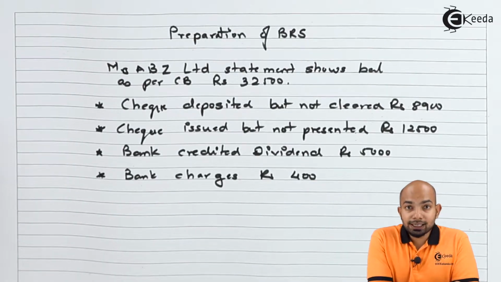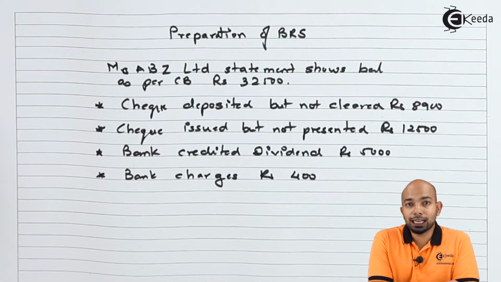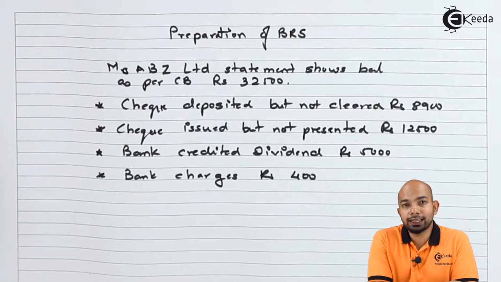As per the sum, ABZ Limited shows a balance of 32,500 as per its cash book. That means a favorable balance, which means your cash book is correct and the passbook is incorrect. So you'll have to prepare the sum according to that.